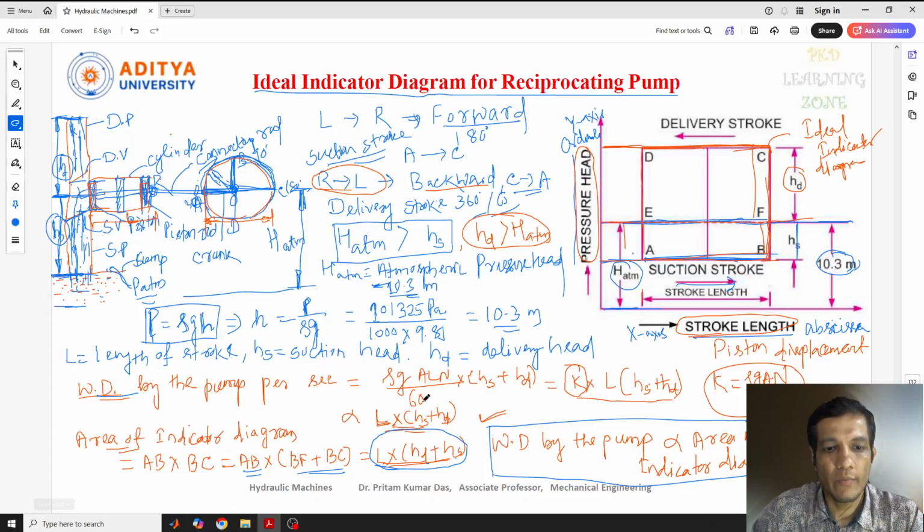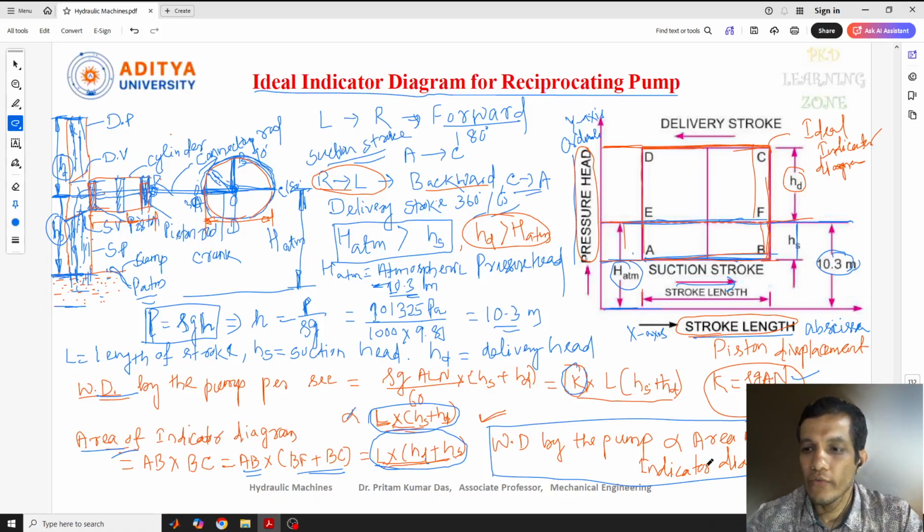Now the work done by the pump, we know this formula, and from that formula I have taken the K term as a constant. If you take the constant value out, the remaining value is this. So we can put this value here as the area, and then we can write that the work done by the pump is directly proportional to the area of the indicator diagram. This is our final conclusion, what we wanted to identify from this concept.